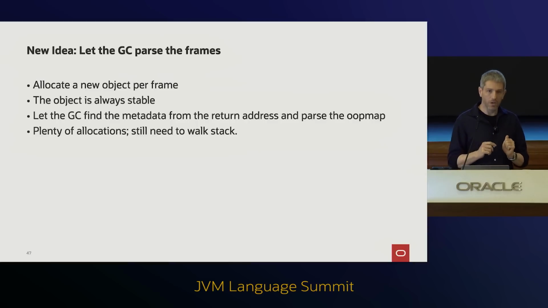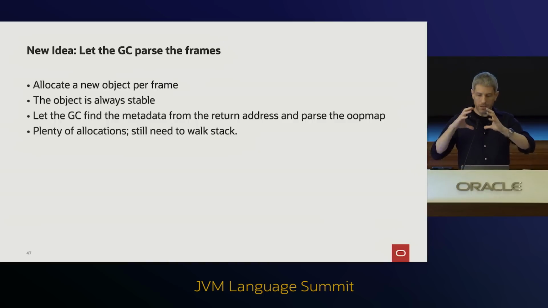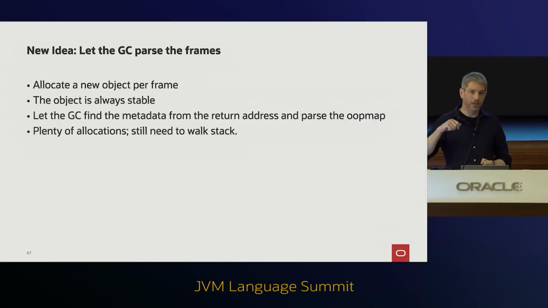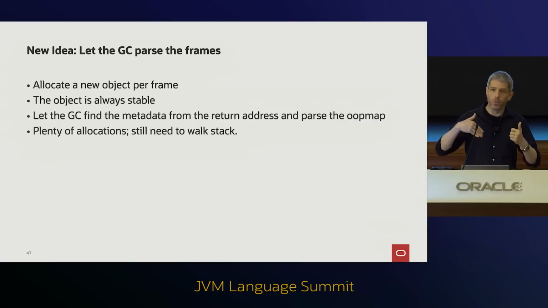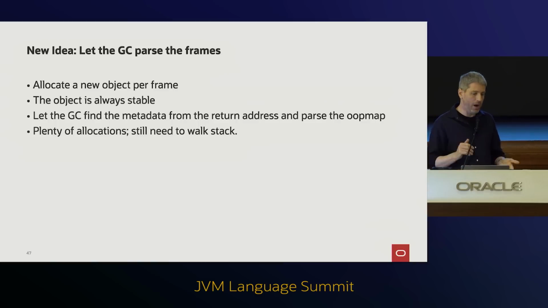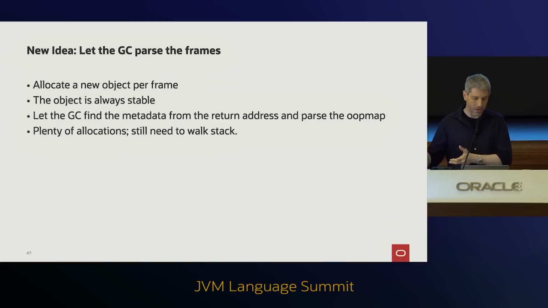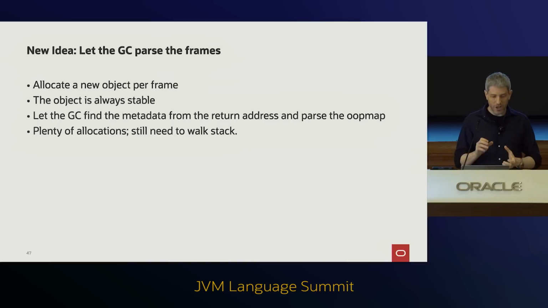We don't need to know where the oops are. We just keep the same representation. So an object that contains a copy of the frame, and let the GC look at it. It's not synchronous with the actual freezing and thawing, but the GC in its own time, when it wants to scan the frame, will find the return address. From that, it will find the metadata, it will find the oops, and even though that's slow, that's all done in the background. So those objects are always stable. And I asked the GC people, and they said, yeah, that could work.